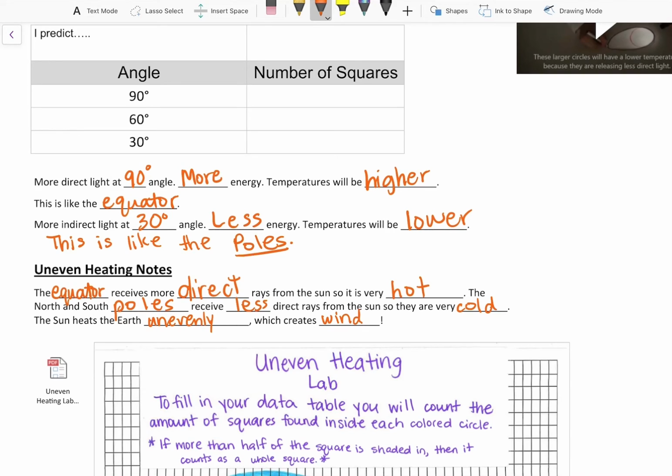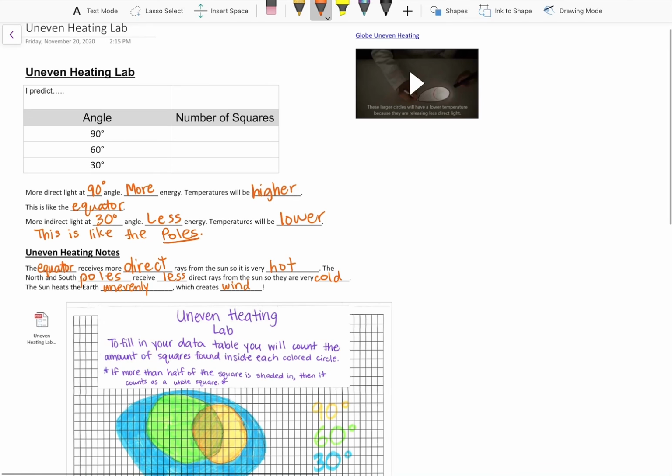And this relates back to the land and sea breezes as well, because you have the warm water, cool land, and vice versa. So be sure that you're able to fill in these blanks, fill in that data table. Also, if you need to, there is that video in the top right corner that you can watch that can better explain and illustrate what is happening during this lab.